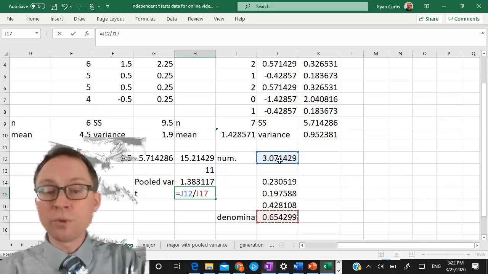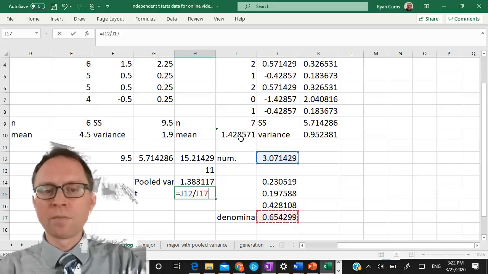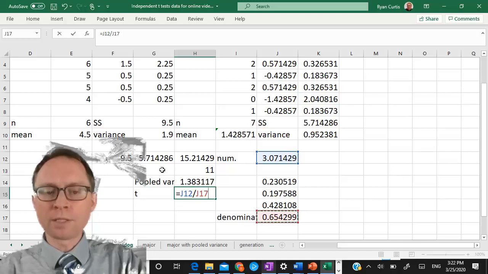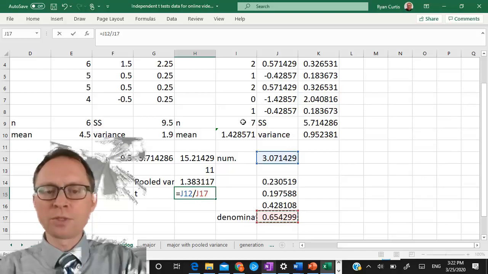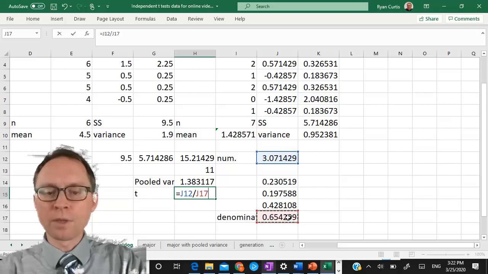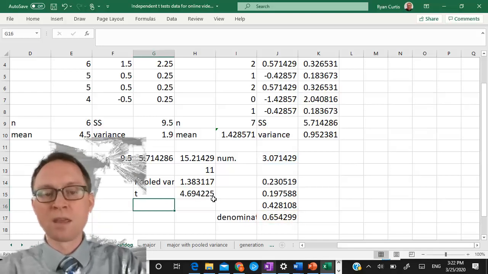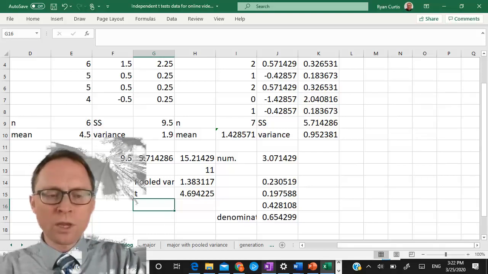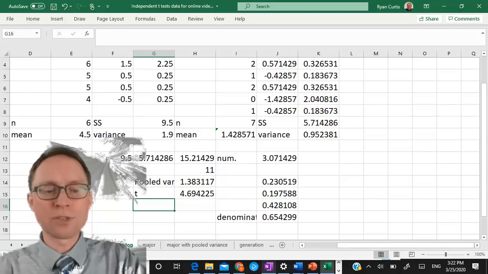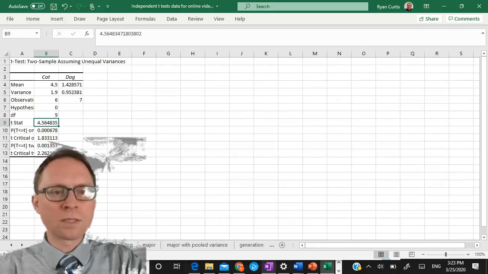Now remember, this numerator is x bar sub 1 minus x bar sub 2. So 4.5 minus 1.42857 divided by pooled variance divided by n sub 1, pooled variance divided by n sub 2. You add those two together, and then you take the square root of it, and you get this right here. And when you do all that, you get a t of 4.694225, 4.69. And when we look at this, by the way, Excel and other programs can actually do this for you automatically. You will see that this is exactly what we got.